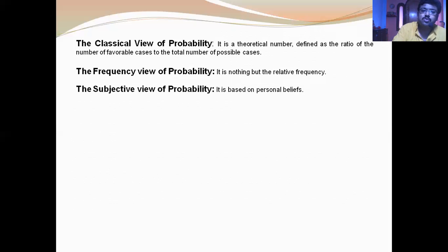Now, the subjective view of probability. It is based on personal belief. Subjective probability is a type of probability derived from an individual's personal judgment about whether a specific outcome is likely to occur.